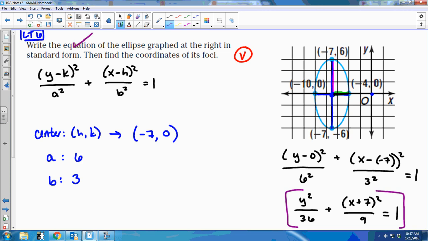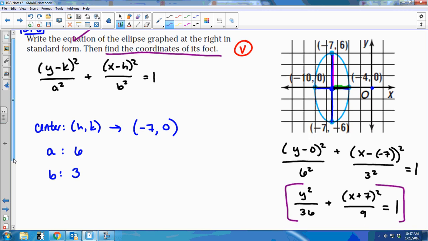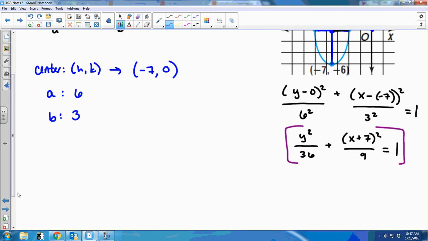So we wrote the equation, and it says find the coordinates of its foci. So you have on your notes the coordinates for the foci are h, k plus or minus c. Well, I know h and k. Do I know c? Not currently. But I have a formula to find it. I also have the formula on your notes that c squared equals a squared minus b squared. Well, I know a and b, so I should be able to figure out what c is.